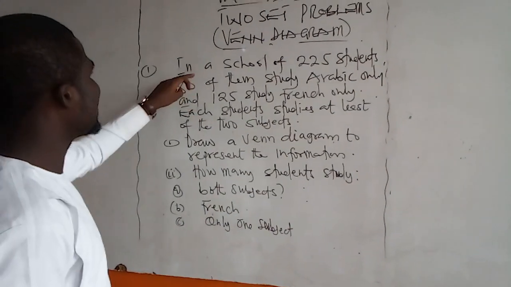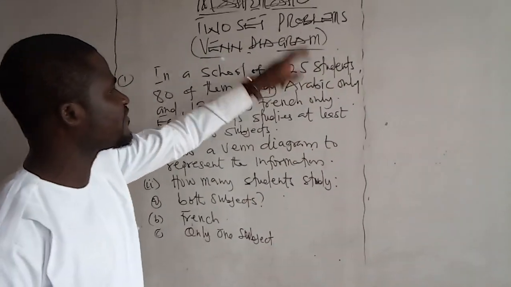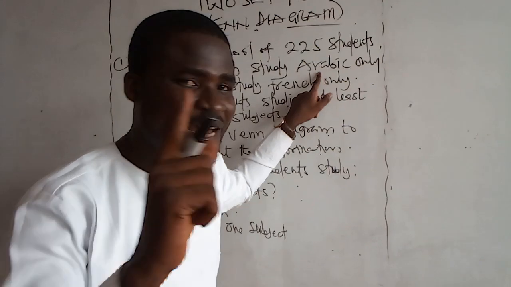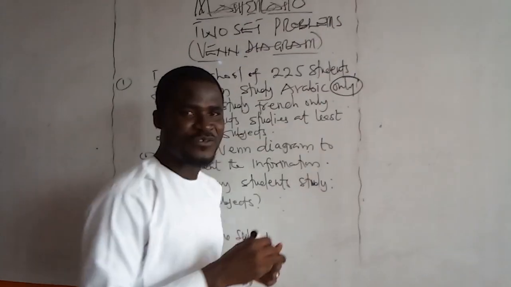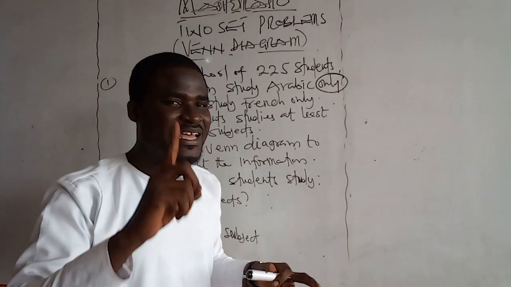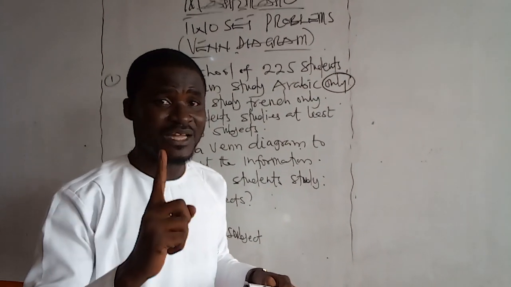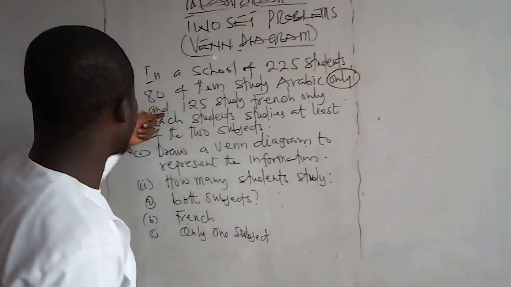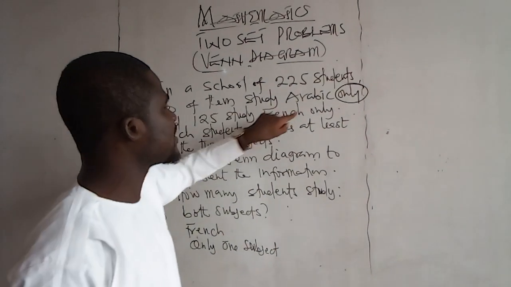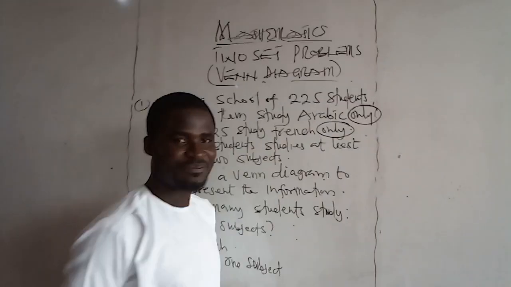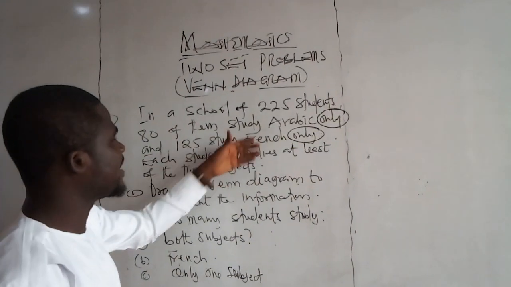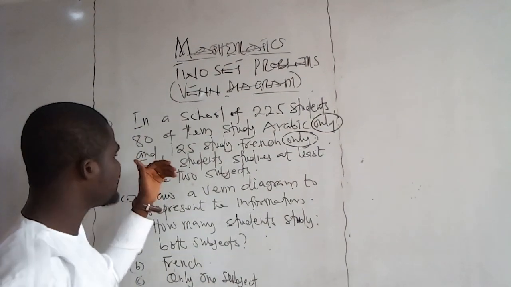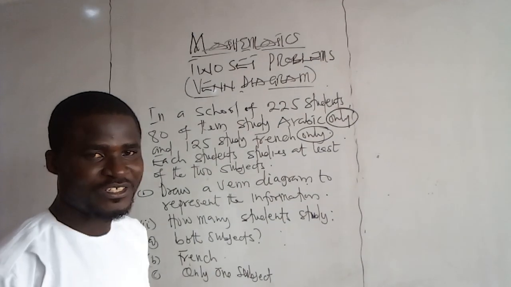The question says, in a school of 225 students, 80 of them study Arabic only. So the key word here is only. Be careful. Take note. The key word here is the word only. It's very important. The only here is giving you information. And 125 study French only. Another word only here. 8 students study at least one of the two subjects. Draw a Venn diagram to represent the information.